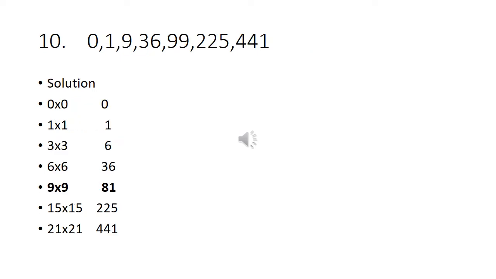10th problem: 0, 1, 9, 36, 99, 225, 441. 0 into 0 is 0. 1 into 1 is 1. 3 threes are 9. 6 sixes are 36. 9 nines are 81. But the given number is 99. So the wrong one is 99. The correct number is 81. 15 into 15 is 225. 21 into 21 is 441.